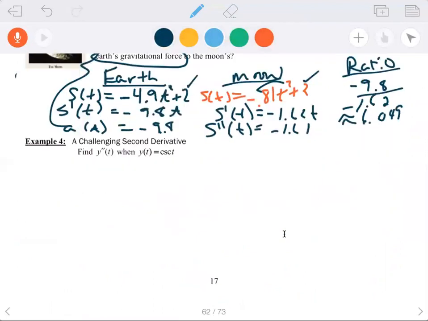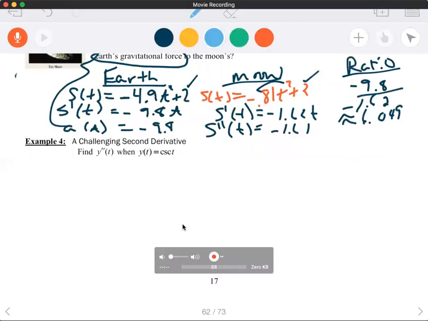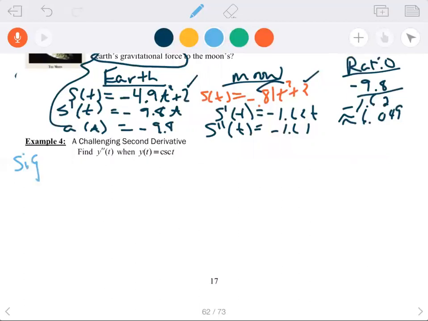All right, so this is challenging. I wouldn't say that it's challenging. It's just, I guess, keep your signs in order. Your signs, not your cosine signs. All right. So this means find the second derivative. So first thing we're going to do is take the first derivative. The derivative of secant is secant tangent. We had to memorize that last chapter.